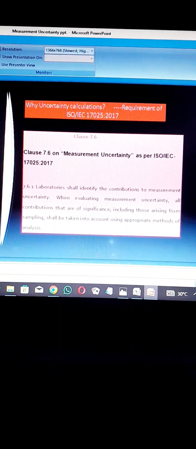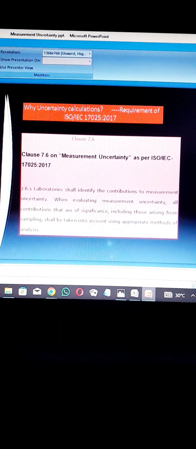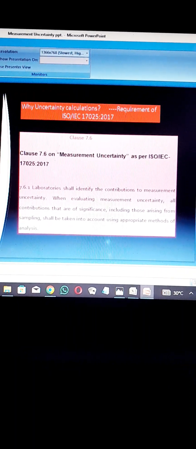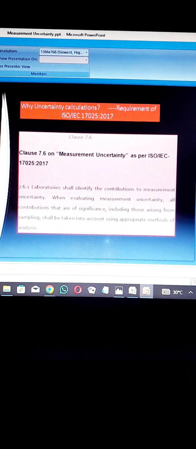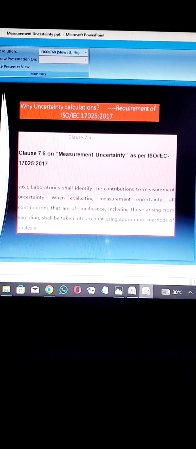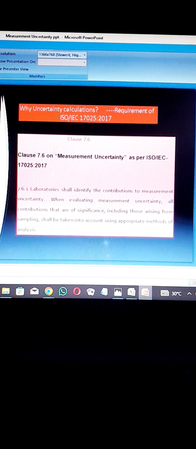Then why do we need uncertainty calculation? What is the requirement as per ISO 17025:2017? Clause 7.6.1 says that laboratories shall identify the contributions to measurement of uncertainty. When evaluating measurement of uncertainty, all the contributions that are significant, including those arising from the sampling, shall be taken into account using appropriate methods of analysis.